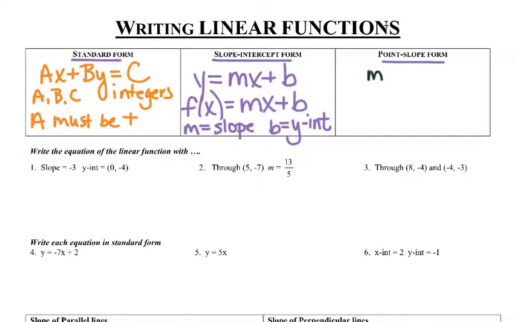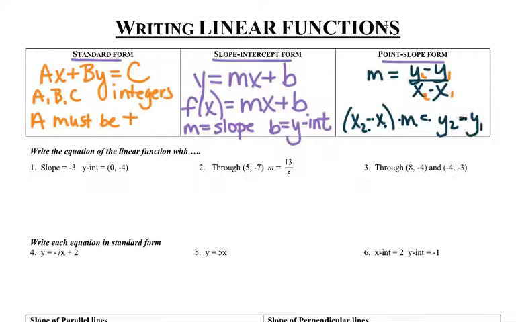Point-slope form really is just the slope formula. m equals y minus y over x minus x, or you could say y2 minus y1 over x2 minus x1. A lot of times you see that formula with the x2 minus x1 written on this side: x2 minus x1 times m equals y2 minus y1. But it's the same formula. It's really just the slope formula.